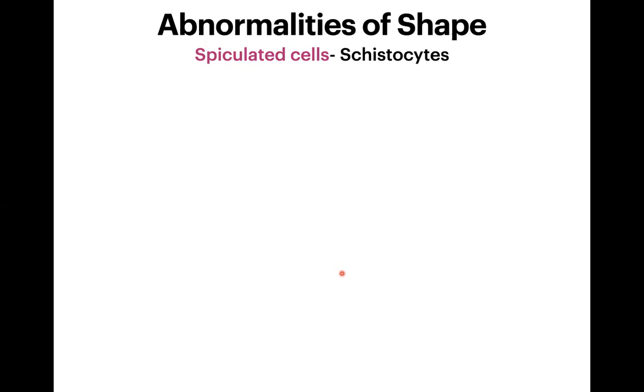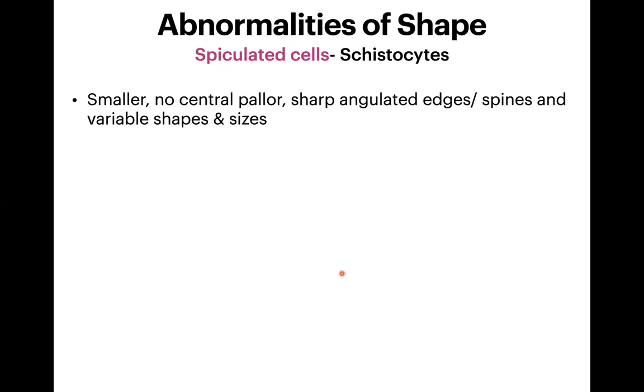So first we will talk about schistocytes. Schistocytes, again, are smaller cells. By definition, they are smaller. They don't have any central payload, and they have sharp angulated edges or spines and variable shapes and sizes. Basically they are fragmented RBCs, so the shapes can be highly irregular. Mostly they have sharp edges and spines. Sometimes they can have a round contour also, like microspherocytes, but consider them microspherocytes and schistocytes only when the other abnormal shapes are also present.